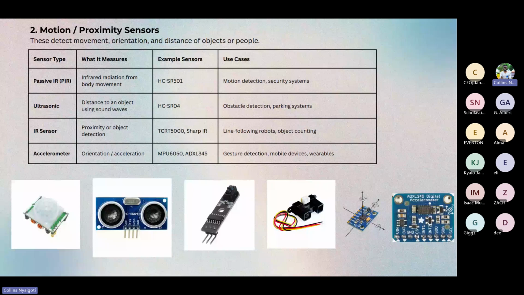Another type of motion sensor is the IR sensor. You know, there's the passive IR and there's the IR itself. This one measures proximity or object detection. Basically similar to ultrasonic, but it's using a different technology. Ultrasonic uses sound, this one uses infrared. And an example of that is the TCRT5000.